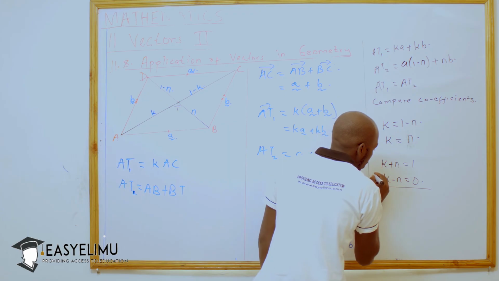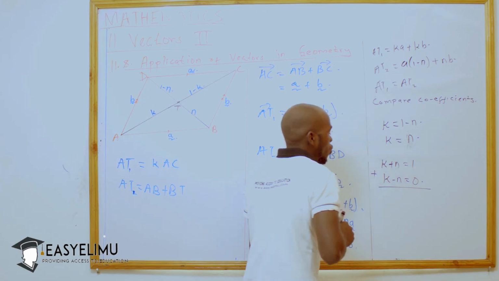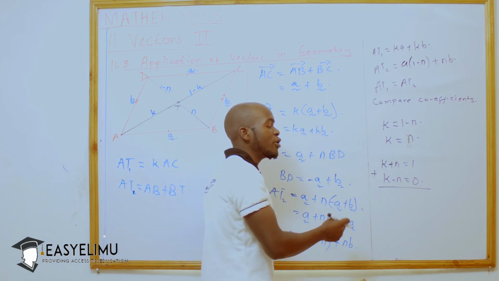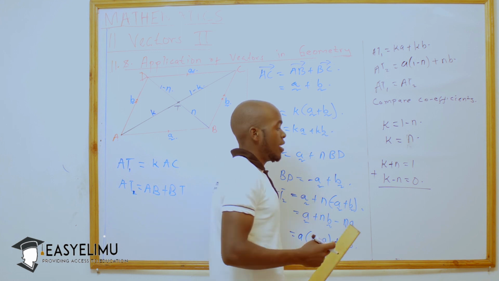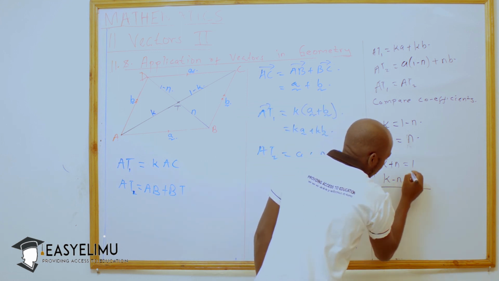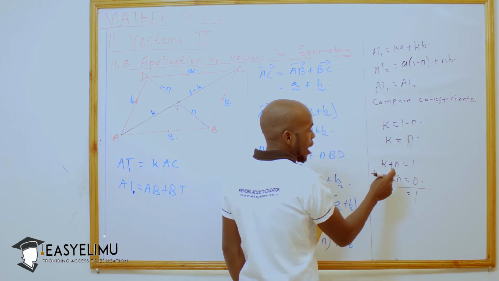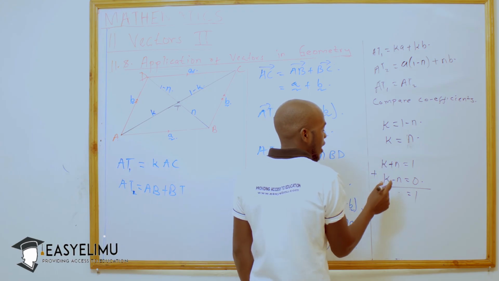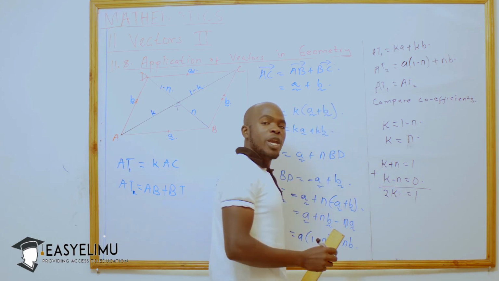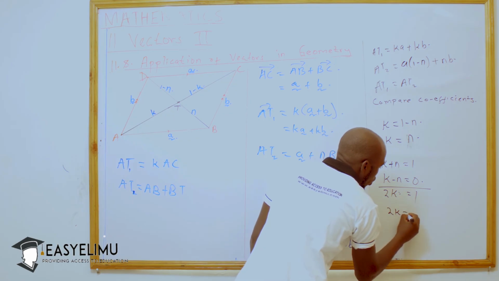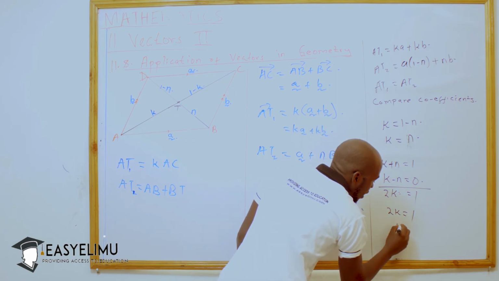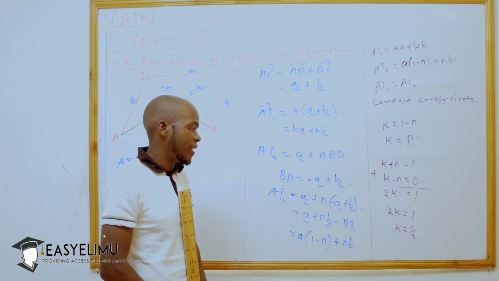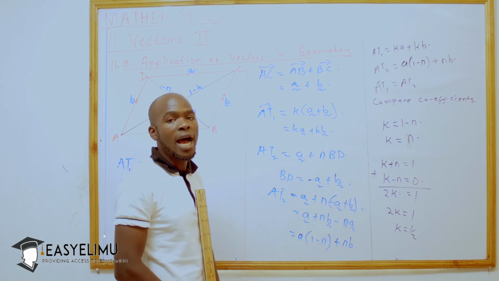So if we add, we are going to eliminate N. But if we subtract, we are going to eliminate K. For this case, I'm going to add, and here we are going to have 1. And if you take positive N and add negative N, you are going to get 0. And K plus K, you are going to get 2K, meaning 2K is equal to 1. So we shall have K as a half. I think you have got me right there. So K we are going to have is a half.